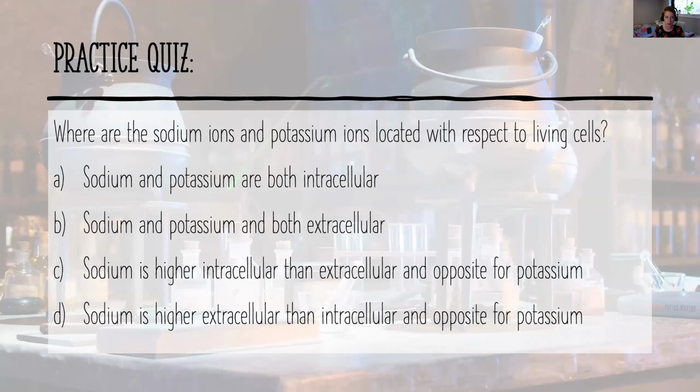Okay, so where are the sodium ions and potassium ions located with respect to living cells? Is it A, sodium and potassium are both intracellular? B, sodium and potassium are both extracellular? C, sodium is higher intracellular than extracellular and the opposite for potassium? Or D, sodium is higher extracellular than intracellular and the opposite for potassium? So pause. Sodium is higher extracellular, and potassium is higher intracellular. So the answer here is D.